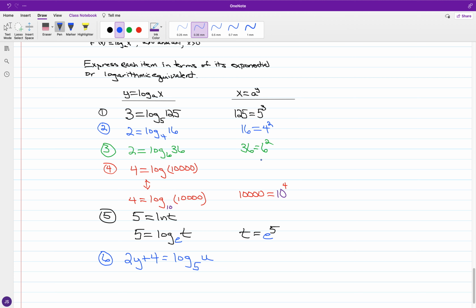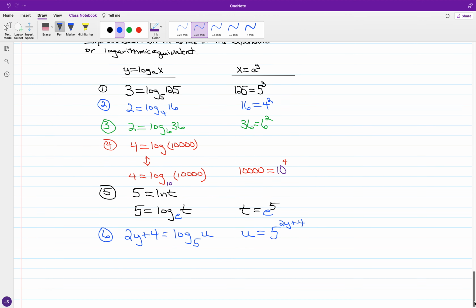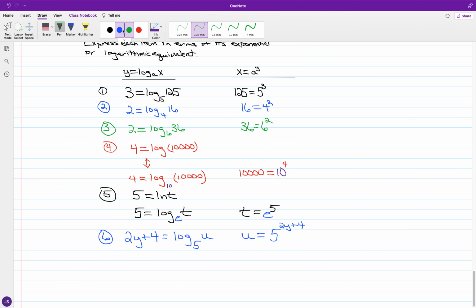And just putting it in terms of the exponential layout. For x, I'm going to have u is equal to a, which I'm going to have at 5, and I have 5 to the y power, which in this case is going to be all of the binomial 2y plus 4. And there's a couple more cases here.